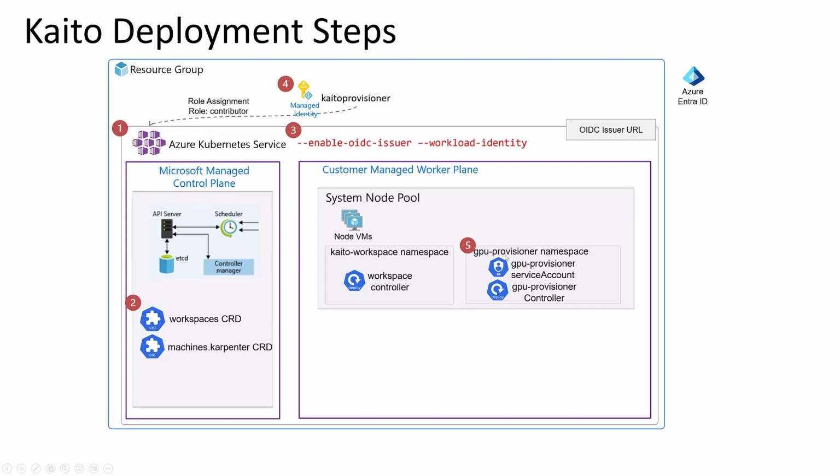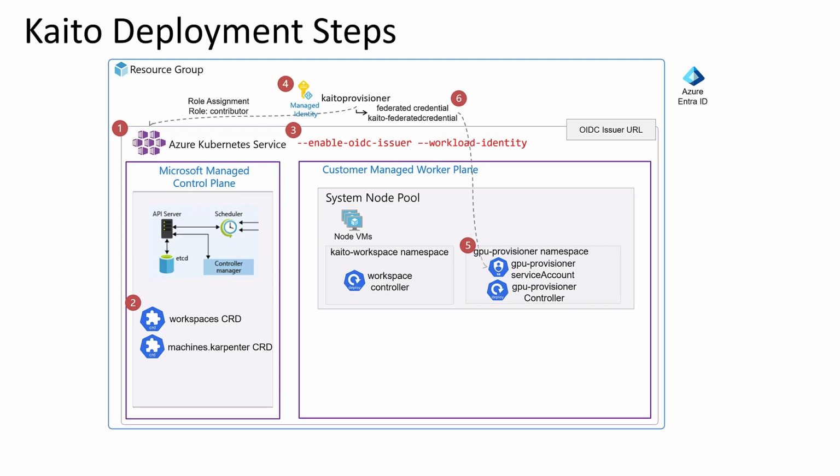So it's another Helm chart. And this provisioner is a controller, the machine.carpenter CRD, originated from the Carpenter open source project. And it interacts with the workspace controller. So it needs to integrate with Azure and have the permissions to be able to create a node pool with the specified VM SKU. To bridge that, on the managed identity, there's a setting called federated credential that we can create. And let's call that Kaito federated credential.